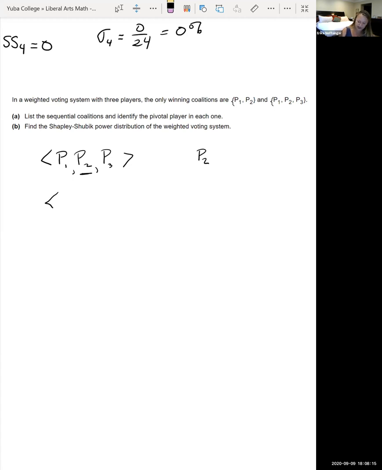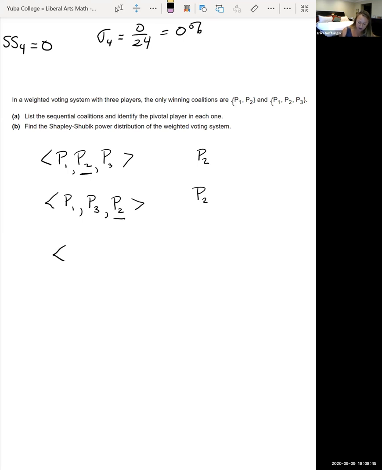Okay, so let's look at player 1 and then player 3 coming in next. Well, if they were a pivotal player, then that would have been a winning coalition up here. So I know player 1 and player 3 together can't win. And so the next player coming in, player 2, would make them pivotal. Okay, so those are the combinations where player 1 comes in first.